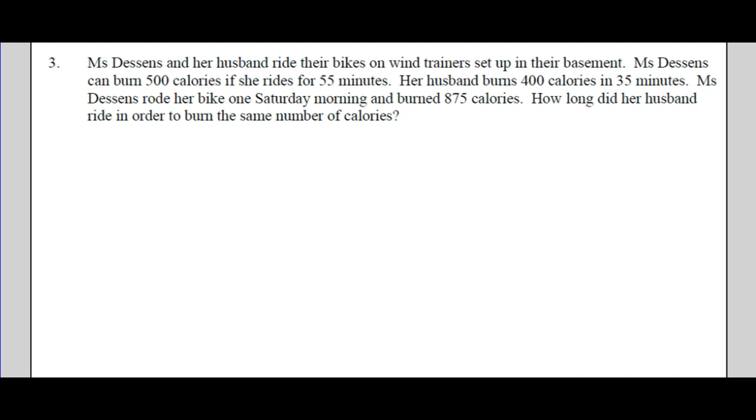So what do we have to figure out first? Let's figure out the unit rate at which she burns calories, right? So what's the unit rate at which she burns calories? She does 500 calories in 55 minutes.